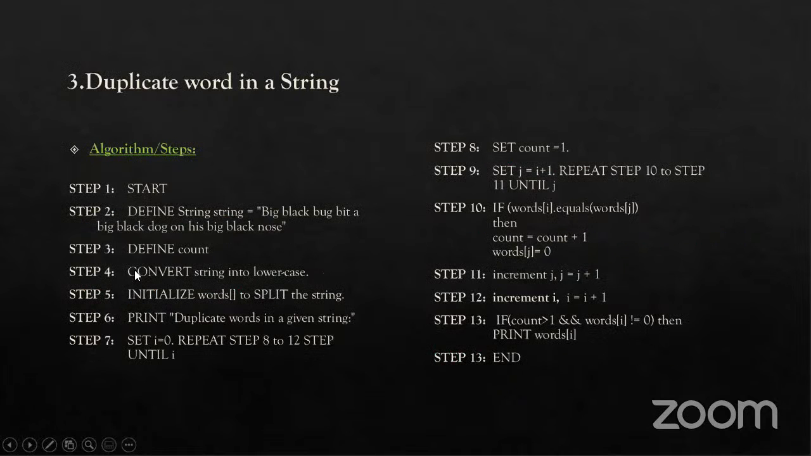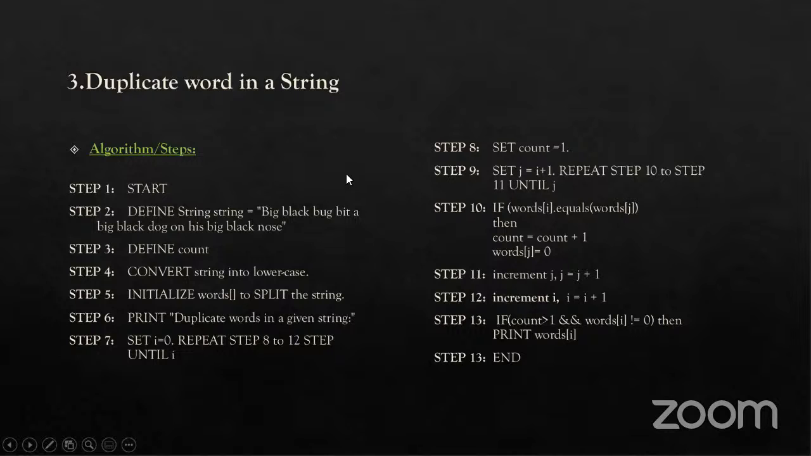Okay, so the next program is to find duplicate words in a string. The program we looked at now was for duplicate characters in a string. Now we need to find duplicate words in a string, because sometimes some words may be duplicated in a string, right? So here's the algorithm to find duplicate words.